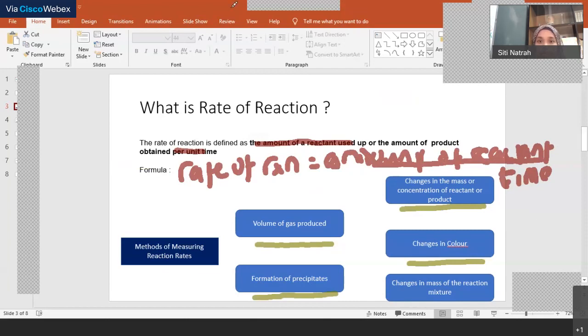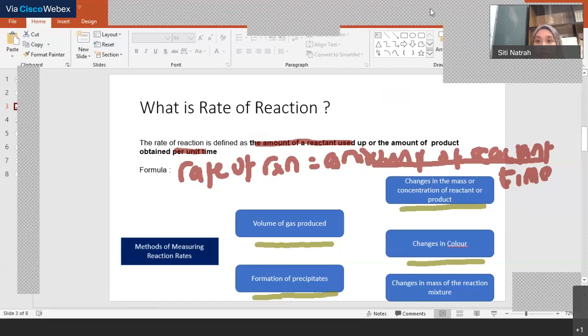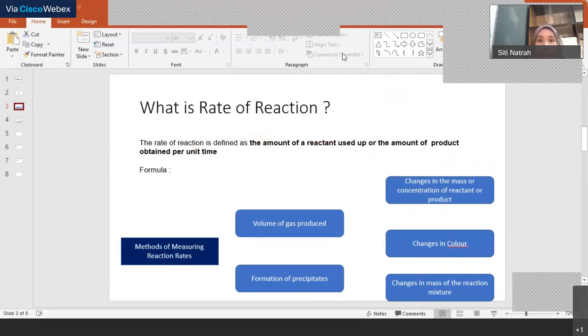So basically, if the question asks you in your final exam or your test, what is the rate of reaction, basically you can use the formula. So you know that the amount of reactant over time taken or the amount of product obtained over time taken. Okay, so senang kan? Kalau satu markah, 1 mark, confirm lah kamu boleh dapat.